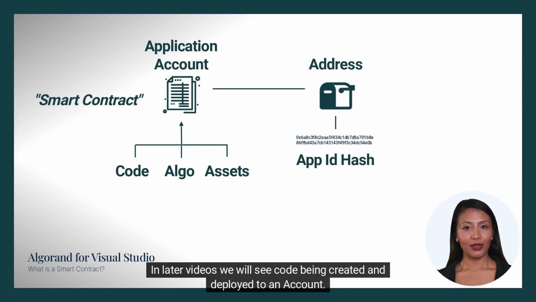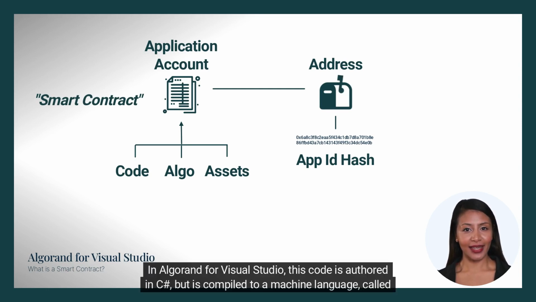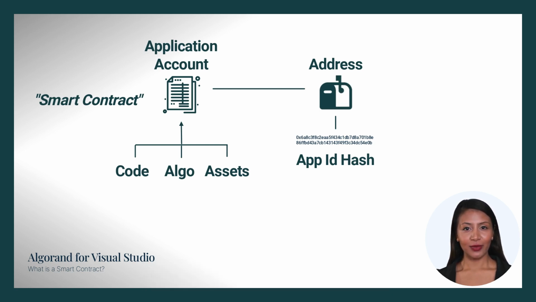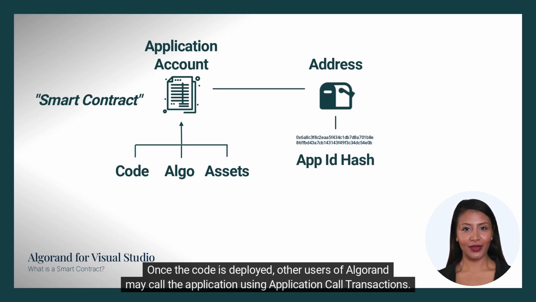In later videos, we will see code being created and deployed to an account. In Algorand for Visual Studio, this code is authored in C# but is compiled to a machine language, called Teal, that the Algorand node can execute. Once the code is deployed, other users of Algorand may call the application using application call transactions.